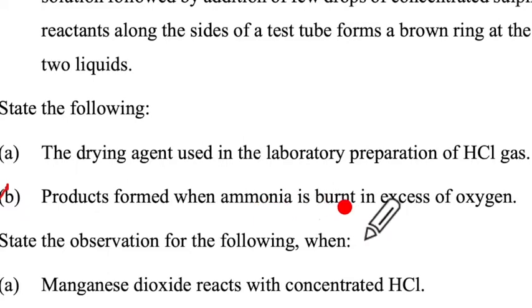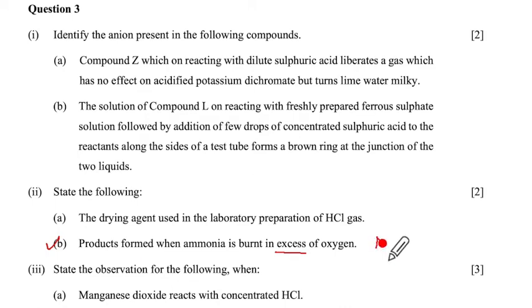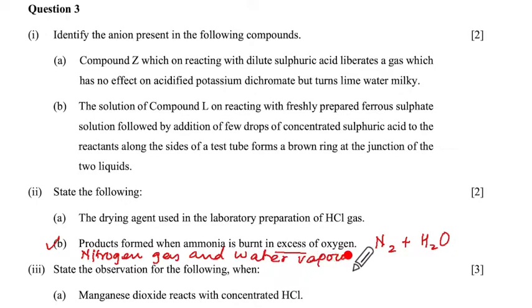We come to the part B. Products formed when ammonia is burnt in excess of oxygen. Now excess of oxygen when it is burnt, remember it is not catalytic oxidation. So we will have N2 and H2O. The product formed will be nitrogen gas and water vapor. Don't say water because when it is burnt, water will be in gaseous state. Okay, let us come to the third part.